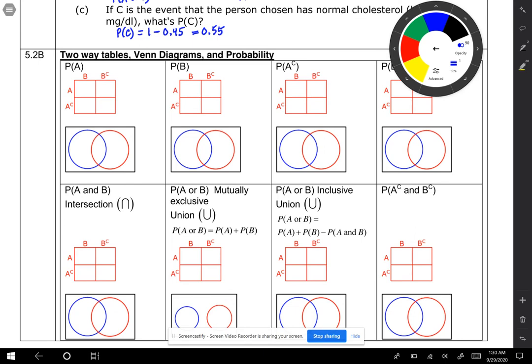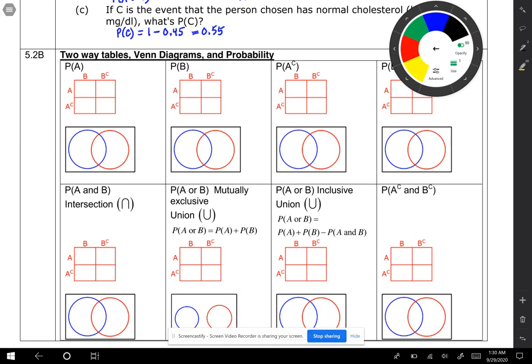So this might be a little confusing for you at first, but when we do the sample problems, hopefully it won't be. So for each of these scenarios, we are going to show visually what we're trying to represent. So in the first diagram, we have the probability of A. We have a two-way table and we have a Venn diagram.